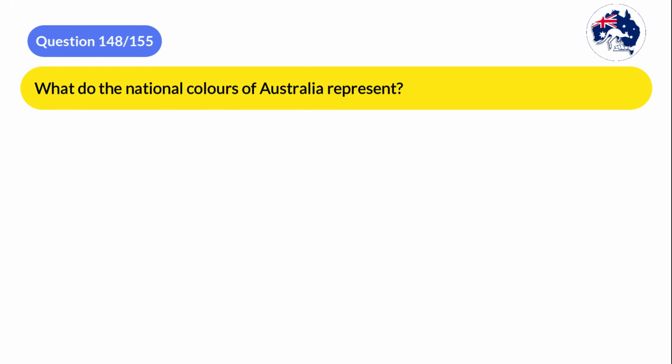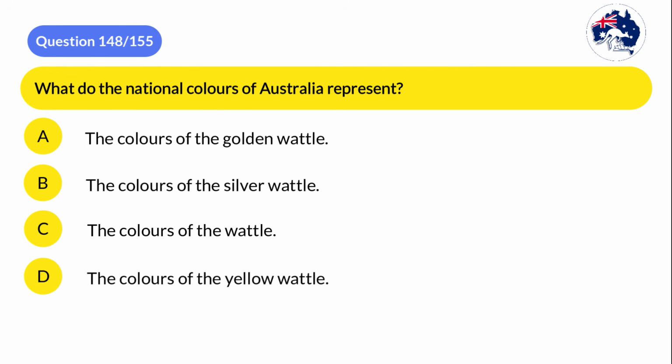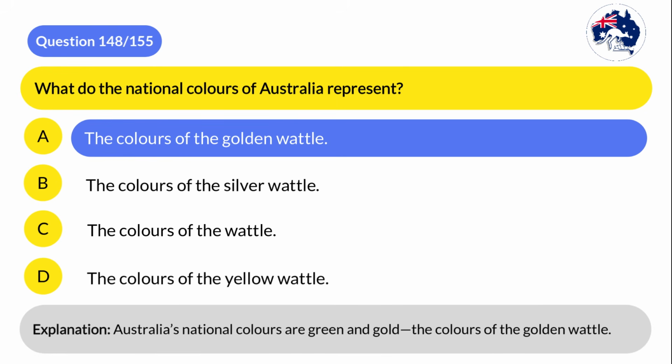Question 148. What do the national colors of Australia represent? A. The colors of the golden wattle. B. The colors of the silver wattle. C. The colors of the wattle. D. The colors of the yellow wattle. The correct answer is A. The colors of the golden wattle. Explanation: Australia's national colors are green and gold, the colors of the golden wattle.